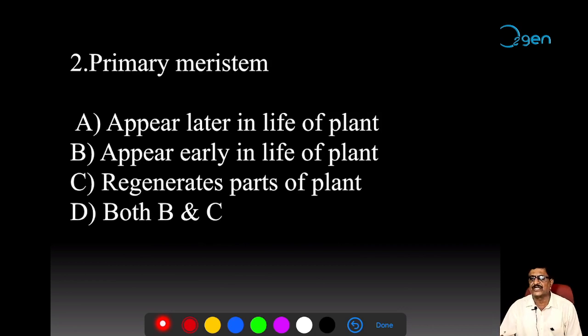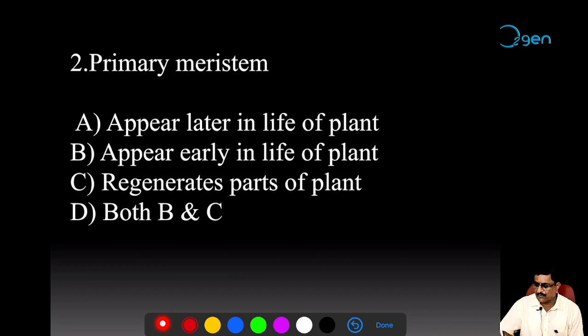The second question is, primary meristem. Option A, appears later in life of plant. B, appears early in life of plant. C, regenerates parts of a plant. D, both B and C.